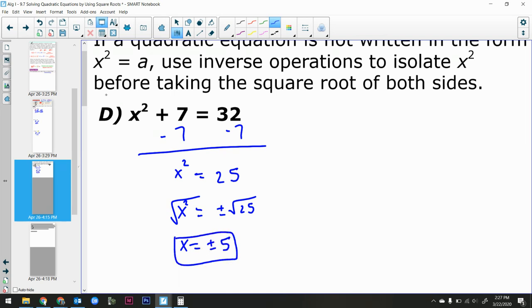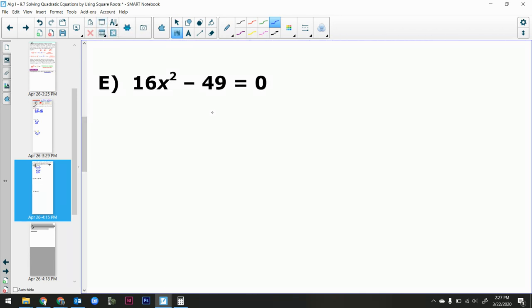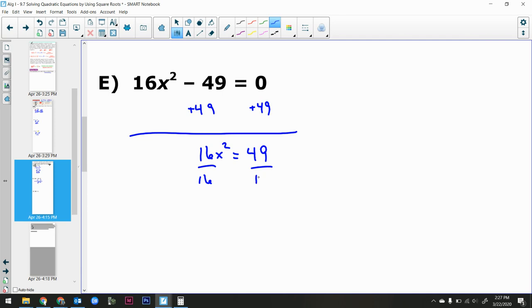Okay. Let's keep it going. Okay. We add 49 to both sides. So we get 16x squared is equal to 49. And then when we divide by 16, watch what's going to happen here. I'm going to leave it as a fraction. 49 16ths cannot be reduced. The only factors of 49 are 7 and 7, and then 16 does not divide by 7 evenly.